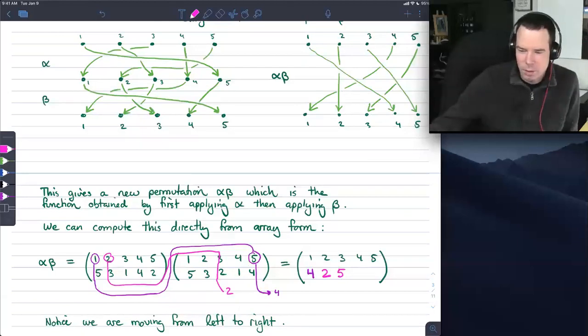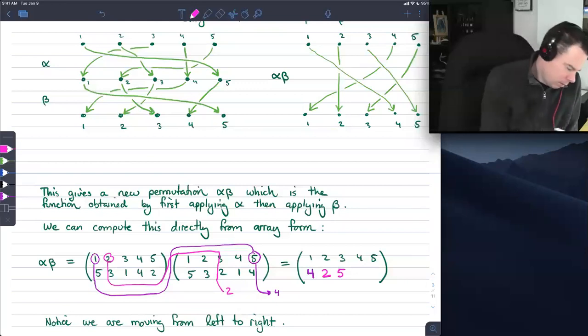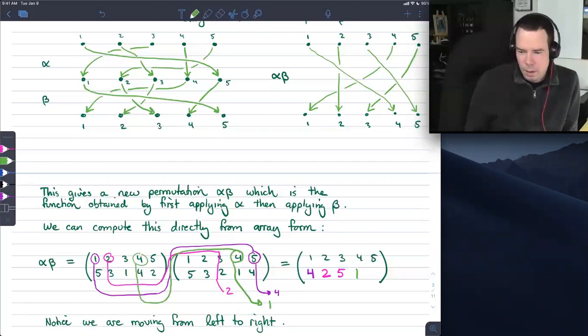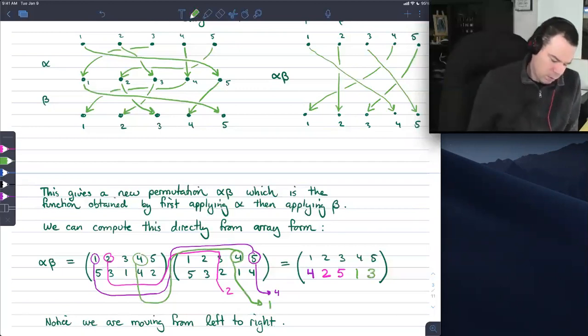So the next one, 3 goes to 1. 1 goes, oh, sorry, that's the one we just did. 3 goes to 1, 1 goes to 5. The next one, 4 goes to 4. And then for beta, 4 goes to 1. So 4 goes to 1. And again, the way is we start with 4. It goes to 4. 4 comes out. I figure out where it is over here. There it is. And out comes a 1 in the end. And then 5 goes to 2, and 2 goes to 3. So 5 goes to 3.